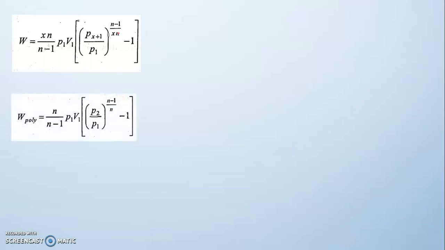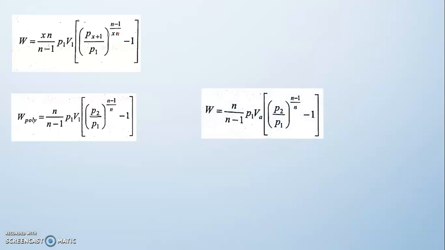In addition to that, we have to remember our previous formula, that is the work done for a normal single stage compressor. It is given by n divided by n minus 1 P1 V1 [(P2/P1)^((n-1)/n) minus 1]. This is the work done equation for a reciprocating compressor without clearance volume. If we are dealing with a reciprocating compressor with clearance volume, the V1 will be replaced by VA, where VA is the actual volume of air we are dealing with. In a reciprocating compressor without clearance volume, we deal with the volume V1, which is equal to the swept volume.